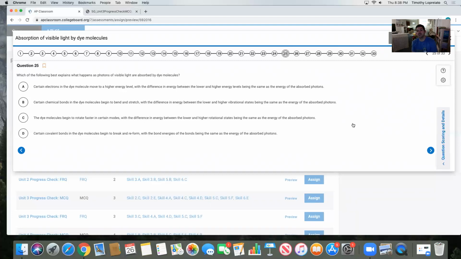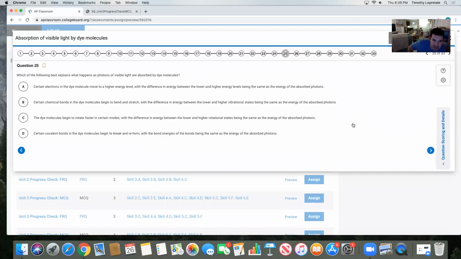Certain electrons in the dye molecules move to a higher energy level, with the difference in energy between the lower and higher energy levels being the same as the energy of the absorbed photons. I like that. I like choice A. Choice B, certain chemical bonds in the dye molecules begin to bend and stretch, with the difference in energy between the lower and higher vibrational states being the same as the energy of the absorbed photons.